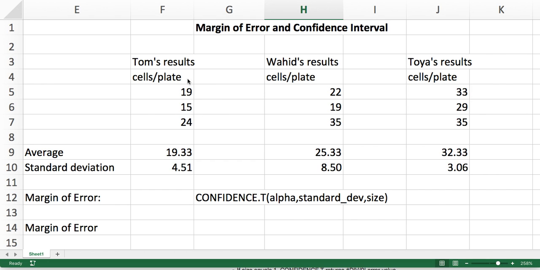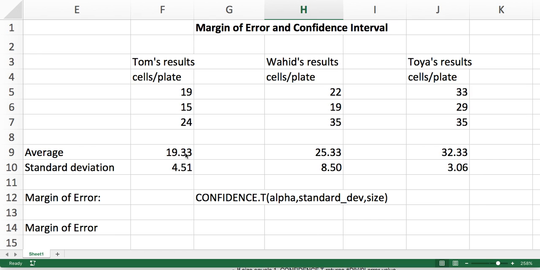on plates and then they count how many cells have grown on these plates. And they do that in triplicates, so each of these students uses 3 plates. And so Tom gets 19, 15 and 24 cells respectively on his plates. And of course he wants to know actually what is the average.